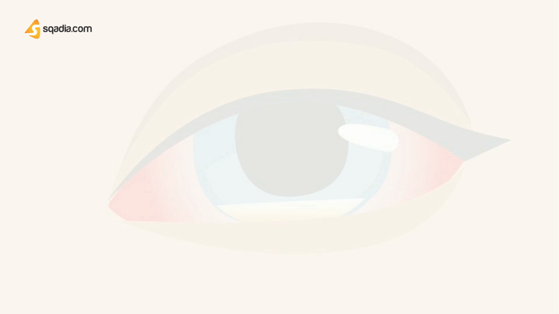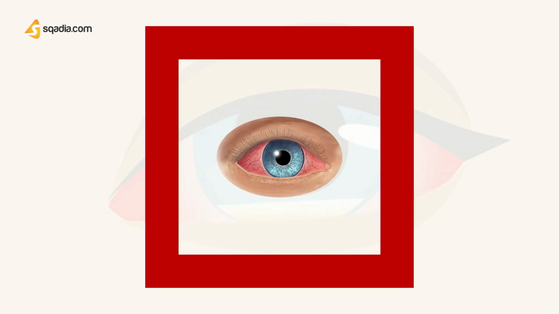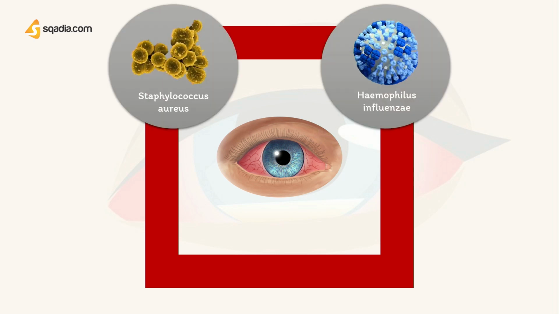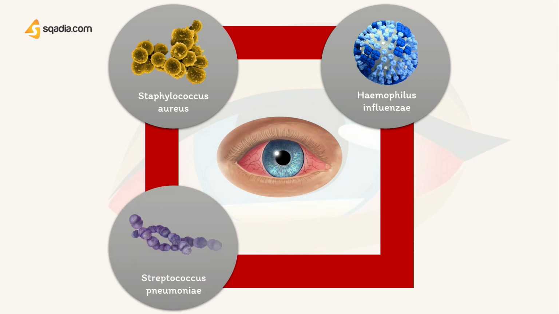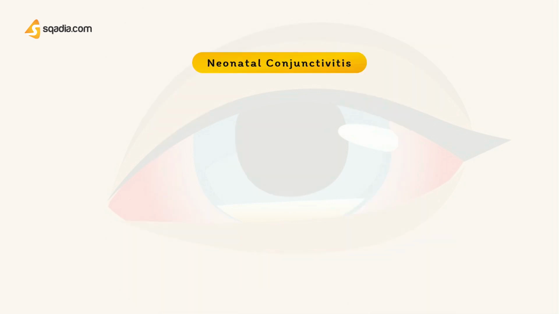Conjunctivitis refers to the inflammation of the conjunctiva and is mostly addressed as the pink eye. As mentioned earlier, bacterial conjunctivitis is said to be the most common infection and is caused by Staphylococcus aureus, Haemophilus influenzae, and Streptococcus pneumoniae or Moraxella species. Then we have another variant which is known as neonatal conjunctivitis.